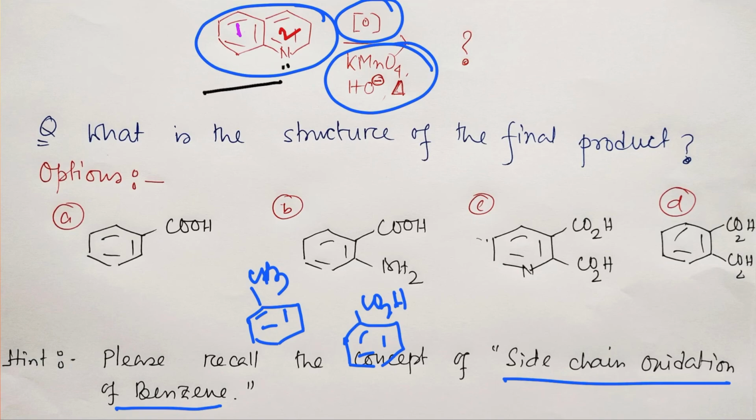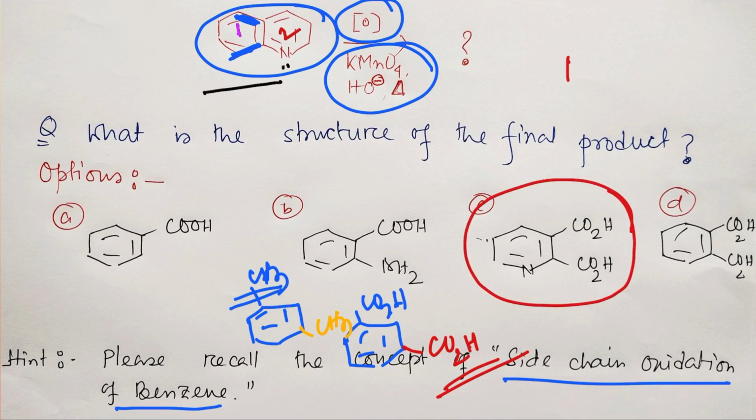So consequently what will happen? There are two bonds, one here and one here. We know side chain oxidation always results in carboxylic acid formation. There is one methyl, that's why carboxylic acid. If I take another methyl here, what will be the product? Then it will be a dicarboxylic acid. So a similar thing will happen. What will it produce? It will produce the pyridine with two carboxylic acids.